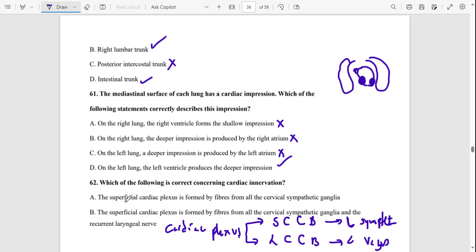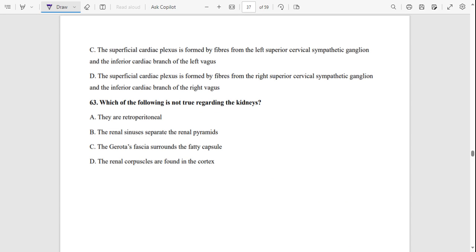So let's look at A. The superficial cardiac plexus is formed by fibers from all cervical ganglia. That's not true. The superficial cardiac plexus is formed by fibers from the left superior cervical sympathetic ganglia and the inferior cardiac branch of the left vagus. This is true. Superficial cardiac.